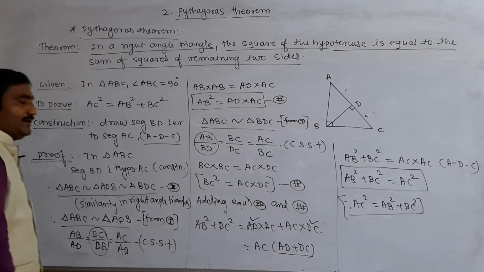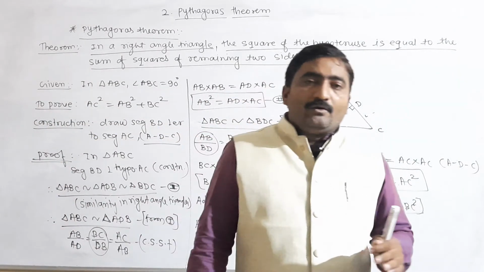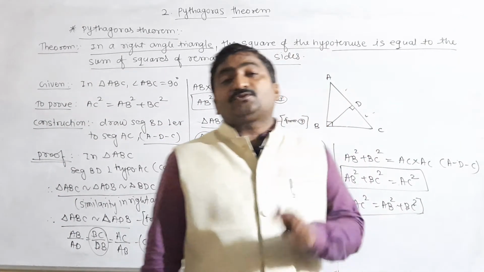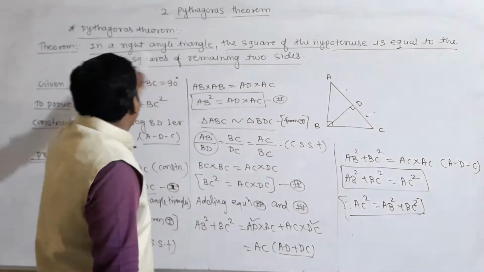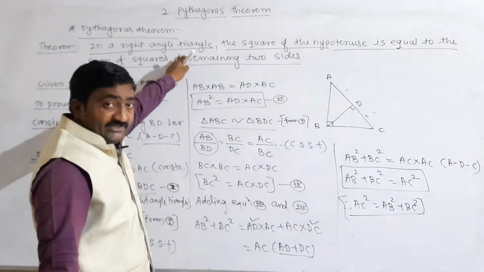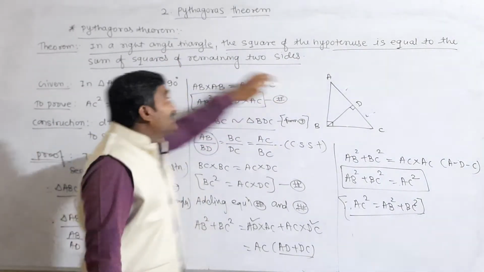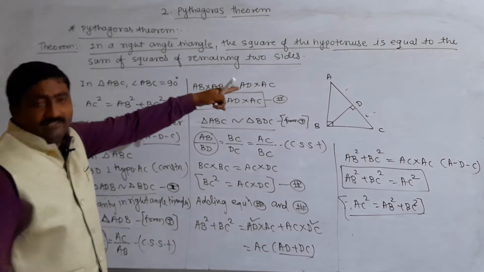Converse of Pythagoras theorem means opposite of Pythagoras theorem, when antecedent and consequent are interchangeable. First statement, in a right angle triangle, this is the antecedent, it is changed and this is given.